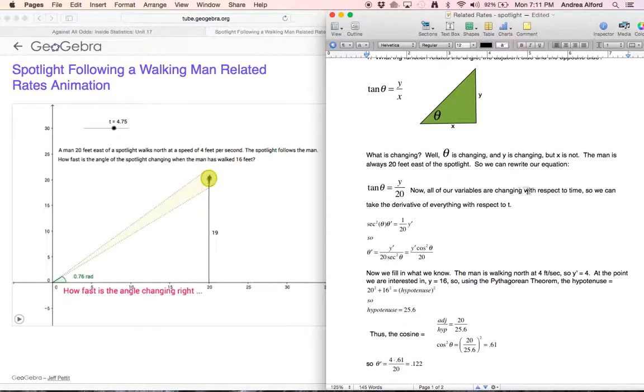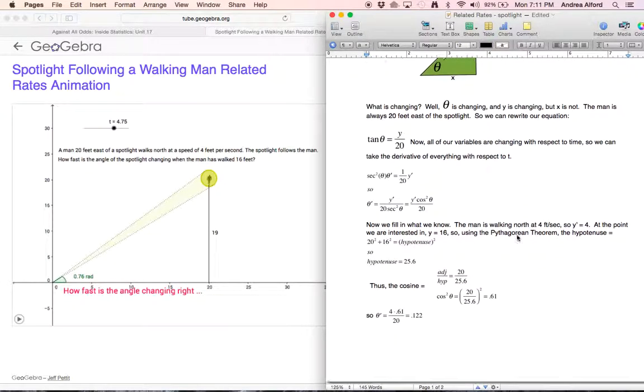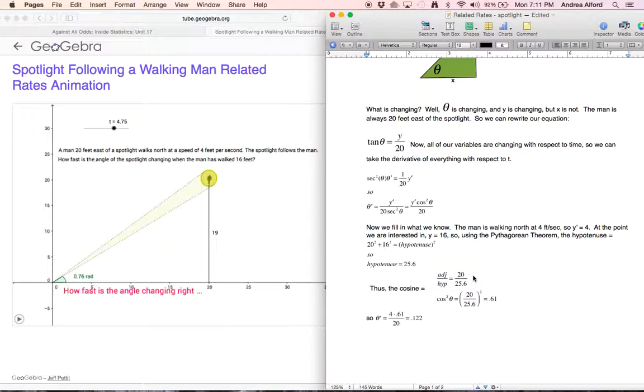Well, I need to know what the cosine of theta is, and I'm going to write it as a ratio. Cosine is adjacent over hypotenuse, so it's 20 over 25.6. So if I square that, the cosine squared is (20 over 25.6) squared, which gives me 0.61. So if I come back to this equation right here, theta prime is equal to y prime, which is 4, times cosine squared theta, which is 0.61, over 20, equals 0.122 radians per second.